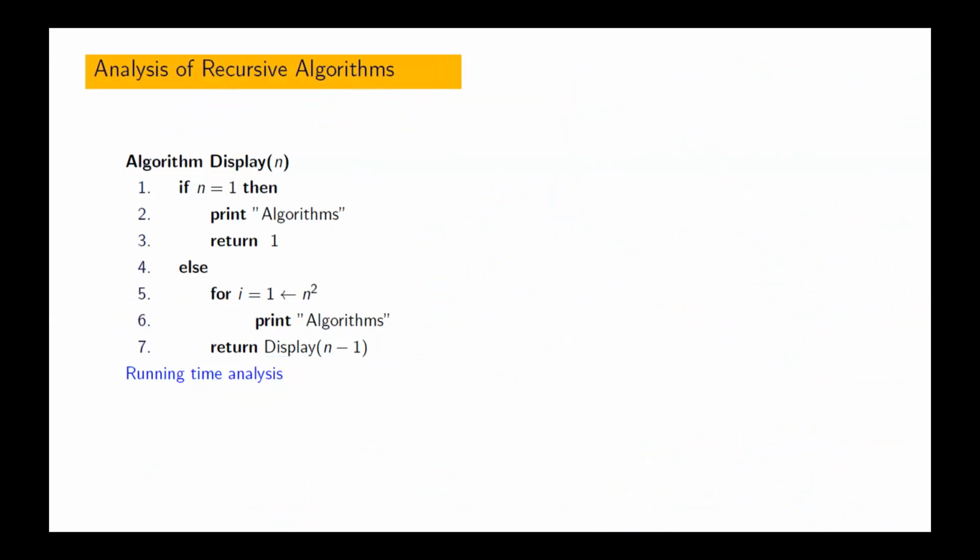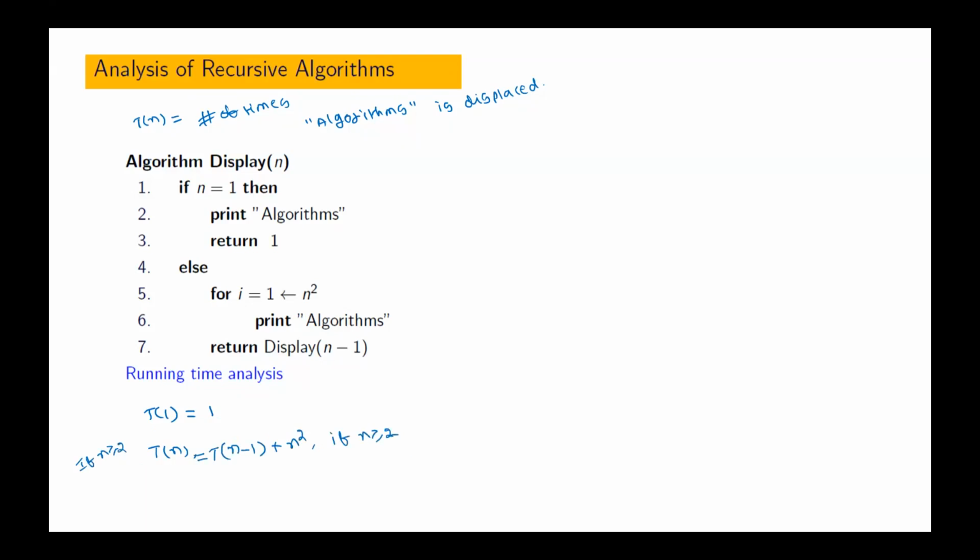Now, similarly, in this algorithm, if T of n is the number of times algorithms is printed, algorithms is displayed, then what is T of n? T of 1 is, what is T of 1? It is 1. What is T of n if n is greater than or equal to 2? T of n is T of n minus 1 plus n square. Okay, anyhow, we have written here.